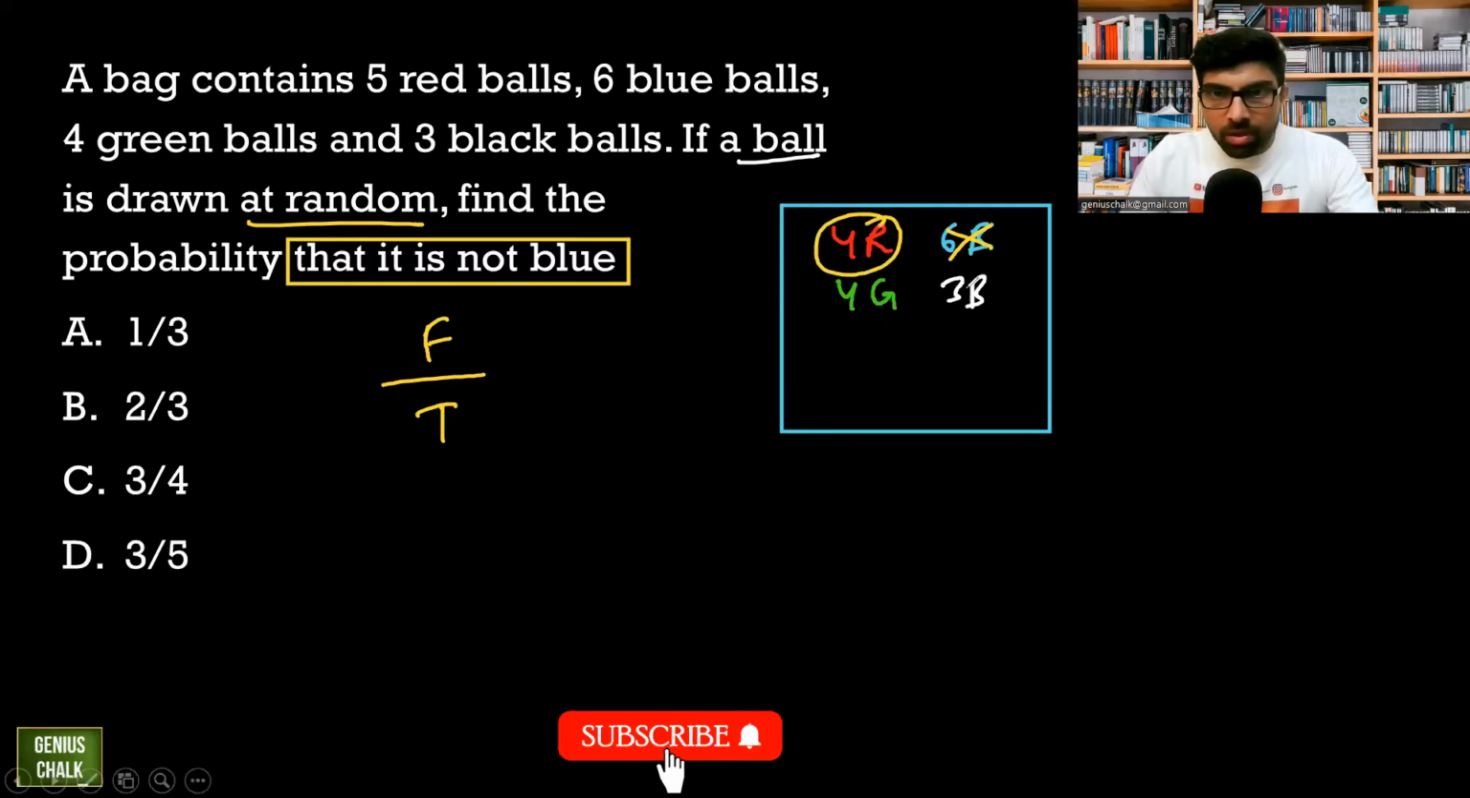So it could be anything else. That means you can select 4 plus 4, 8 plus 3, 11. I hope you're getting it. Achha, this is 5 red balls, not 4. So this must be 5. Okay, so write it 5 red balls.